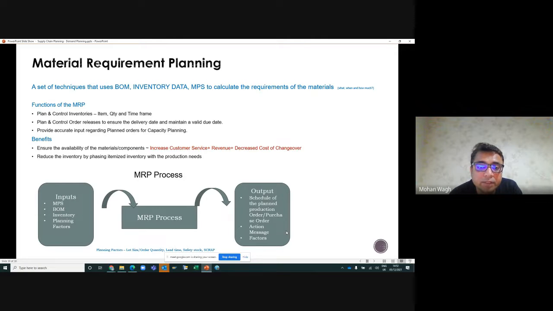What is one of the benefits, as I mentioned: increased customer service and end revenue, and decreased cost of change, because as you do the changes, it decreases the overall capacity of the machines and the labor as well.